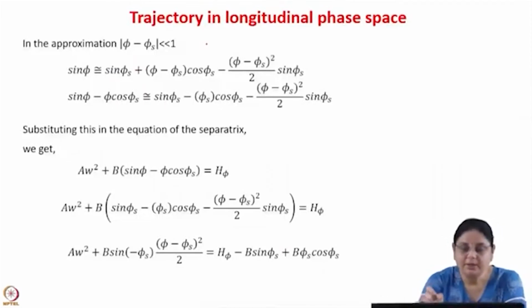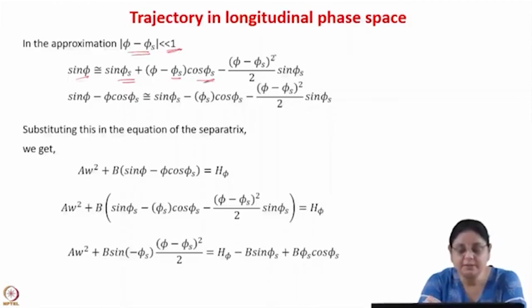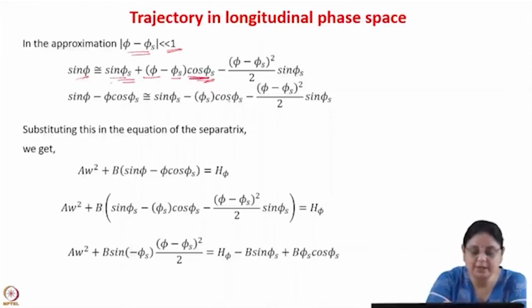Now let's calculate the trajectory in longitudinal phase space. In the approximation that phi minus phi s is much less than 1, sin phi can be expanded around phi s. So we have sin phi as sin phi s plus (phi minus phi s) cos phi s minus (phi minus phi s) square by 2 sin phi s, and so on. So from here we can take sin phi minus phi cos phi s. This is equal to sin phi s minus phi s cos phi s, and so on.